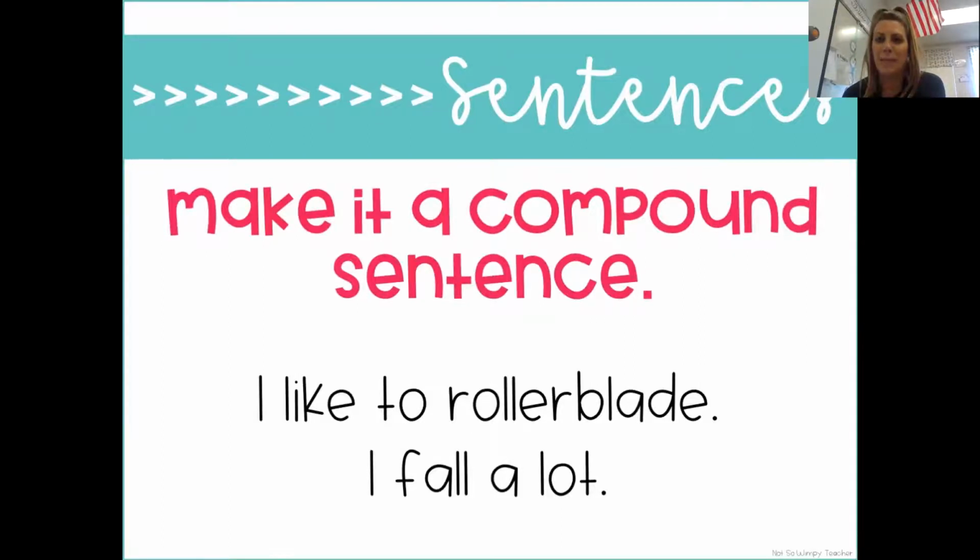Now we're ready for the next game. Make it a compound sentence. So here we have those two simple sentences. I like to rollerblade. I fall a lot. How can you smash those together to make it a compound sentence? All right, you should be out. I'm going to give you a minute to think. Think about where we might put that comma. Think about what conjunction we're going to use. If you need a minute to write it down, go for it. I'll give you about 30 more seconds. How can we combine that to make it a compound sentence?